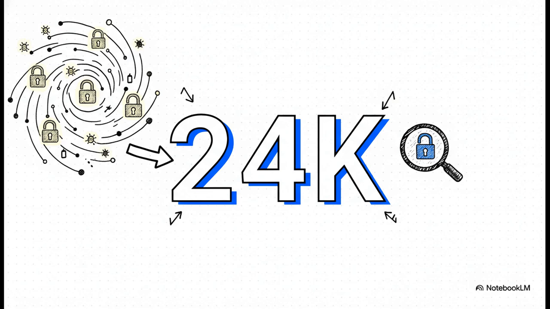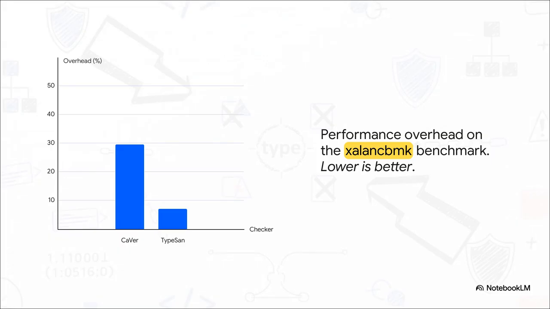It's like TypeSan suddenly turned on the lights and revealed a whole universe of potential bugs that were completely invisible before. But hang on, you're probably thinking, all that extra checking must make it super slow, right? That's the logical trade-off. Well, nope. Take a look at this. This chart shows the performance cost, the slowdown. CaVer, the old tool, slowed the program down by almost 30%. That's huge. TypeSan, while doing millions and millions more checks, had a performance hit of just over 7%. It's not just safer, it's way, way faster too.